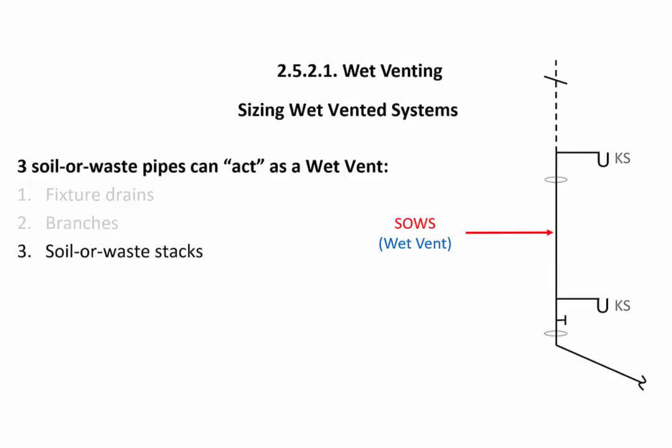And soil or waste stacks. So we have two kitchen sink trap arms directly connected to a soil or waste stack, with the lower story being wet vented through the upper story, extending vertically as a stack vent.